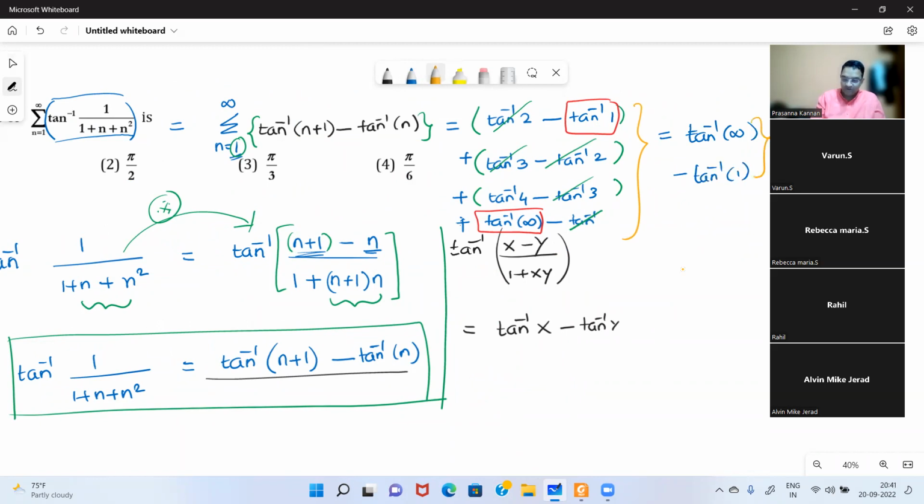What is tan inverse infinity? For what angle does tan theta become infinity? Pi by 2. Understood? Minus, for what angle does tan theta become 1? Pi by 4. Tan inverse 1 is pi by 4 and tan inverse infinity is pi by 2. So pi by 2 minus pi by 4, what is the answer? Pi by 4.